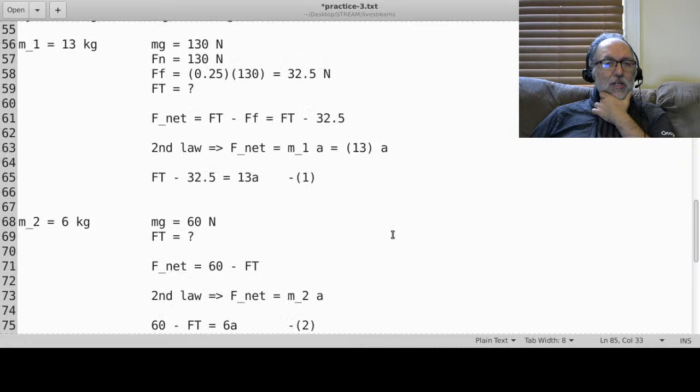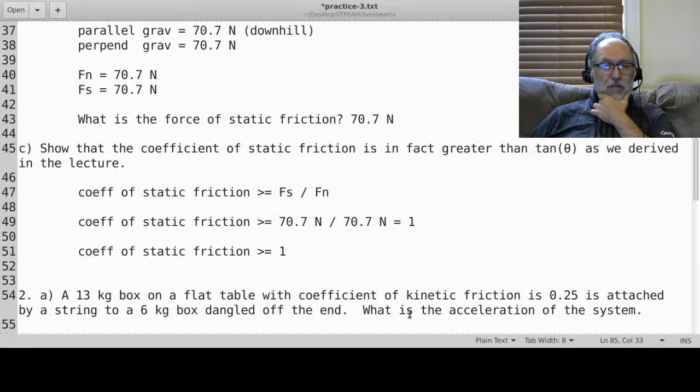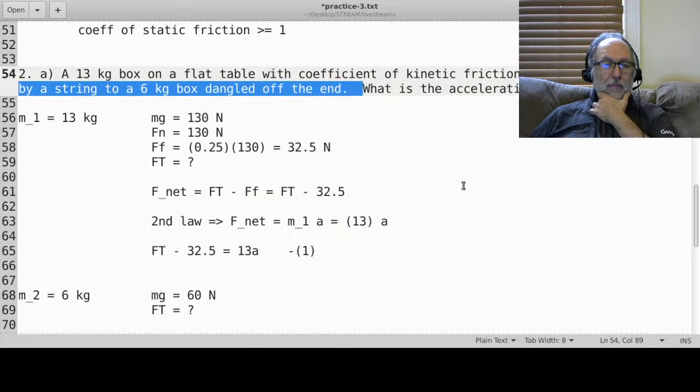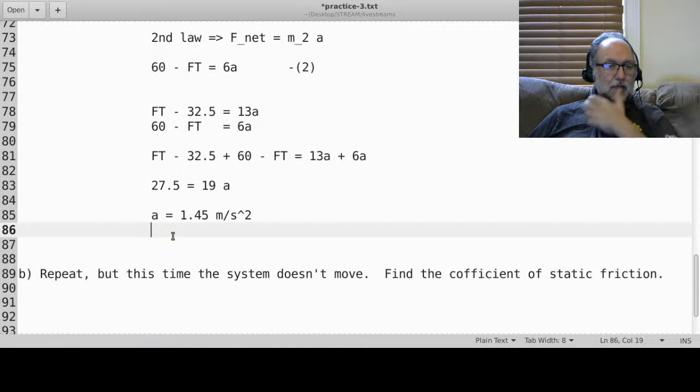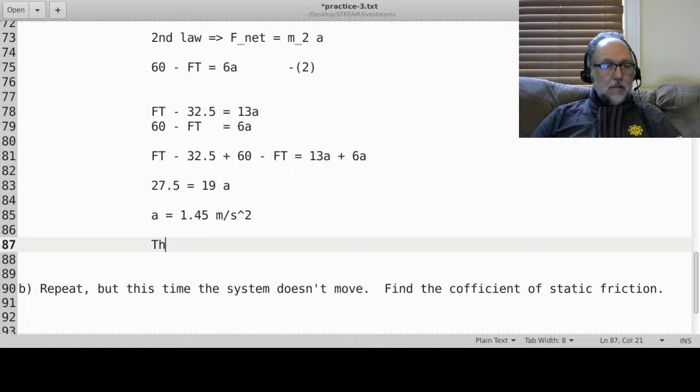And I think that answers the question. Let me see here. I said, what's the acceleration of the system? And yeah, that's the answer. All right. So there you go. So the system accelerates at 1.45 meters per second squared, like that. All right.